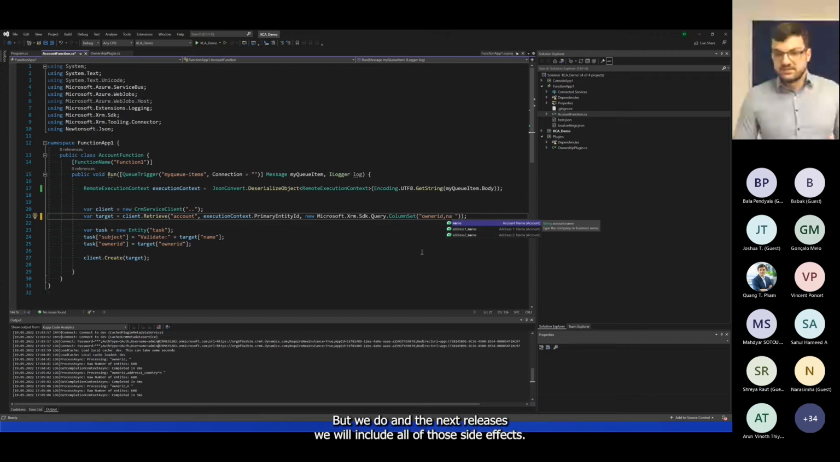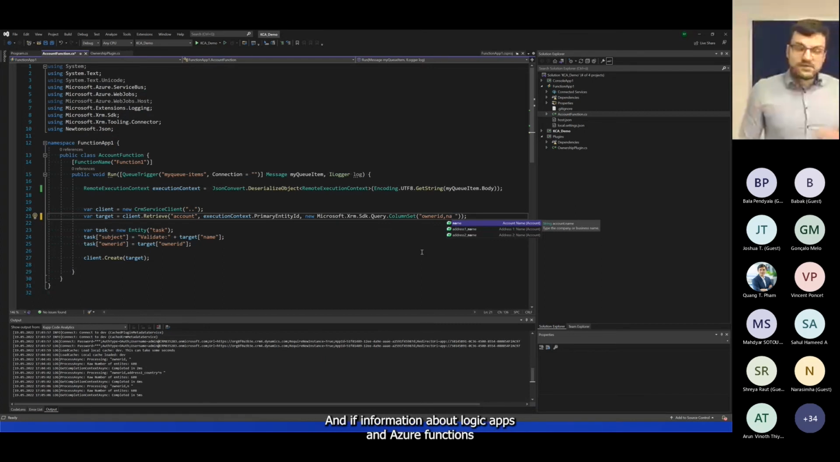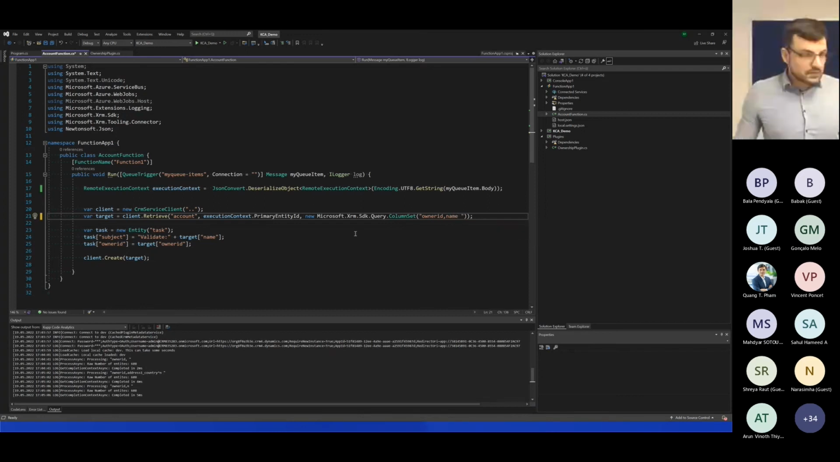What we do in the next release is we will include all of those side effects and information about your logic apps and Azure functions, so you can call them directly from your environment without taking a look at the portal and copying the name. So this is what we're going to do in the future with the next release, based on our new extended code technology. And yeah, I'm really looking forward to that when we are able to launch the whole thing. So then let me take a look at the next slide.